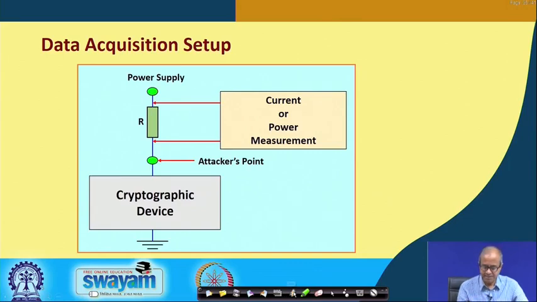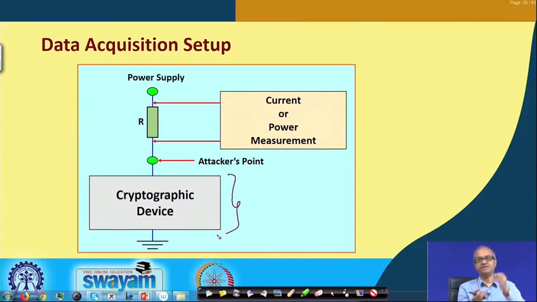The attack setup will look something like this. Here is our device. Okay. This can be any kind of device. This can be a smart card reader, this can be an FPGA board, this can be a box which is computing something, anything. But from outside some power supply connection must be there, right, either from the mains or from battery.